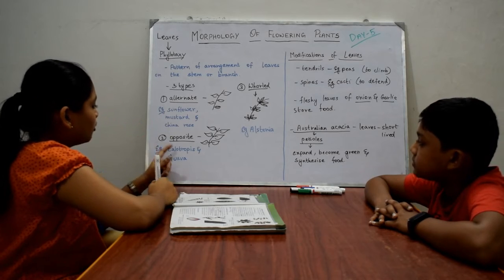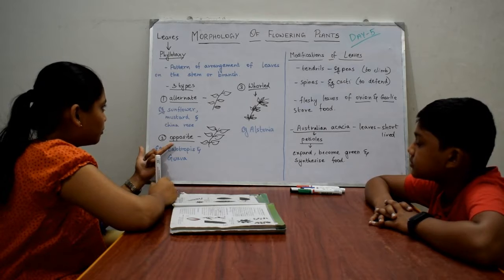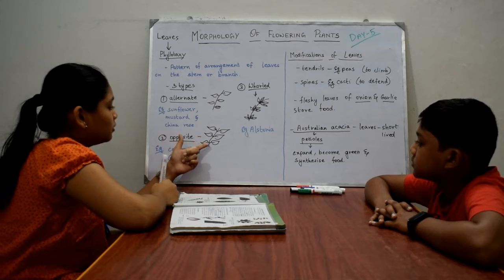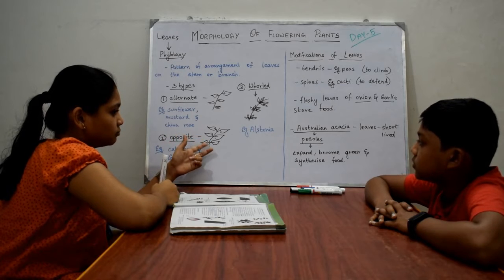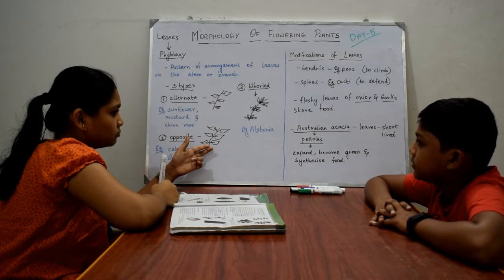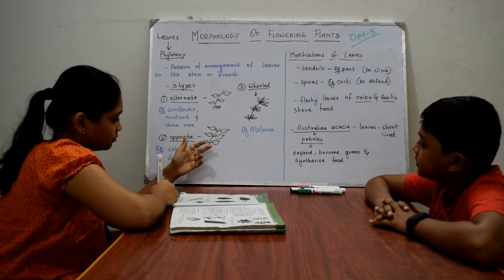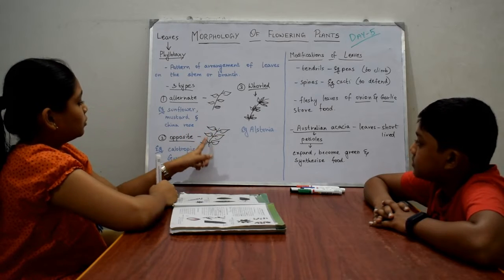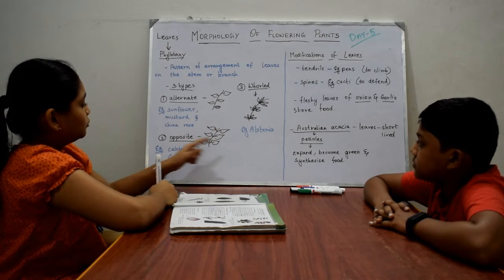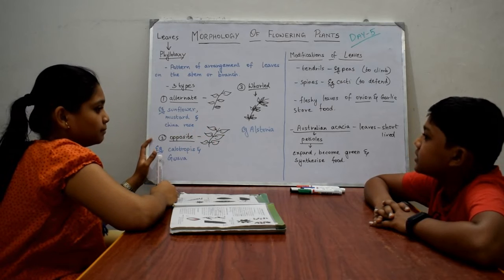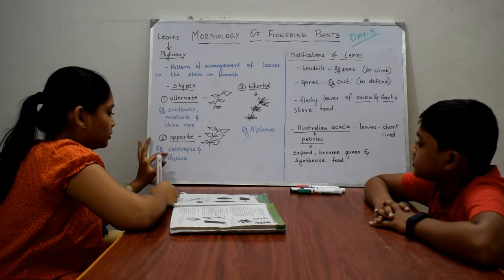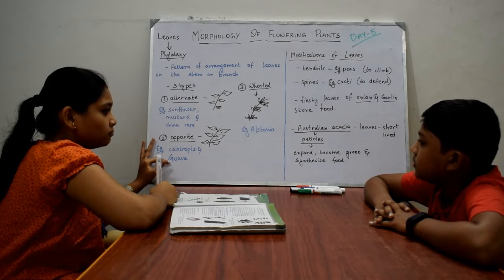Another type of phyllotaxy is opposite phyllotaxy. In this phyllotaxy, two leaves arise in one node. Only 2 leaves arise on every node. They are opposite to each other, so therefore it is opposite. In curry leaves it will come out like that. Examples are Calotropis and Guava.